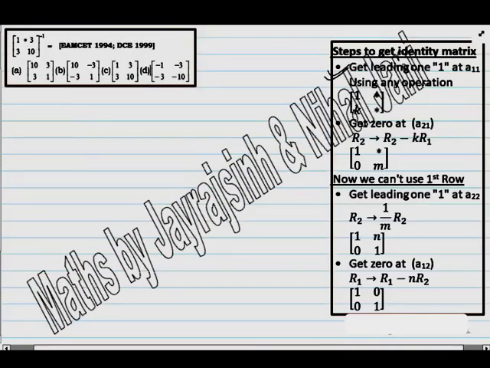In this question, we have to find the inverse of the given matrix, and for that, first of all, we have to write it in the form of A is equal to IA.